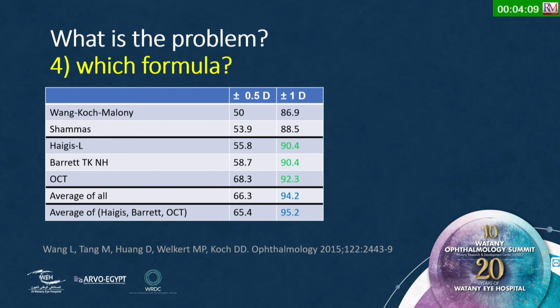So, which formula? This study compares these formulas. It gives the Koch, Maloney, Shammas, Haigis, Barrett, and OCT formula. All of them give very low precision at 0.5, but acceptable within 1 diopter. So it is a more realistic target, and better to use the average of all, or at least the average of the best 3.